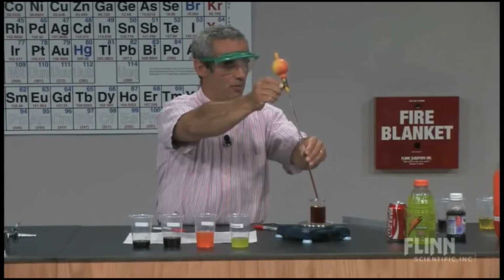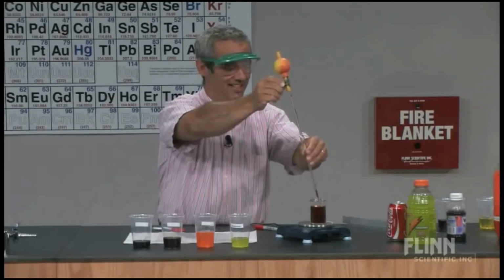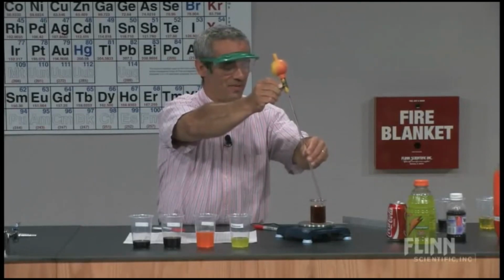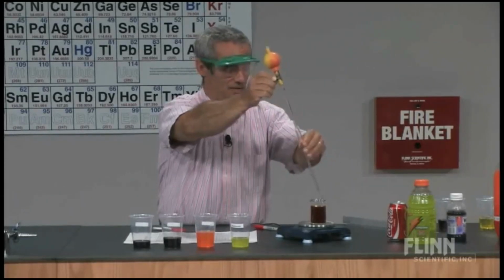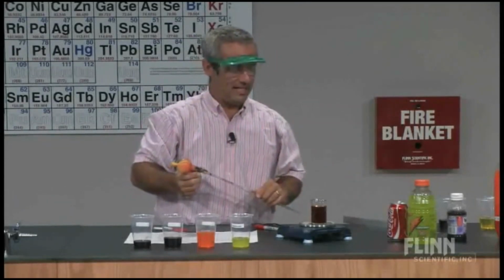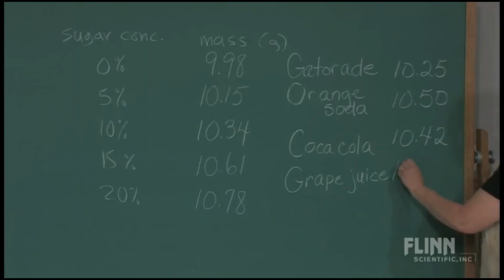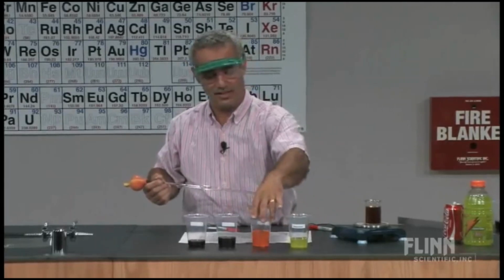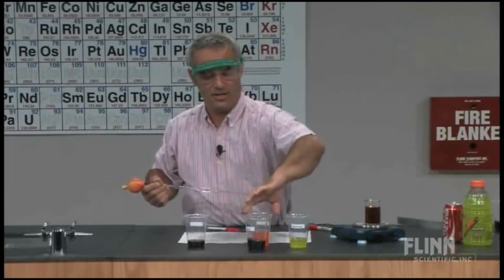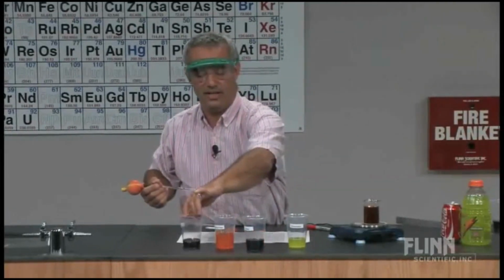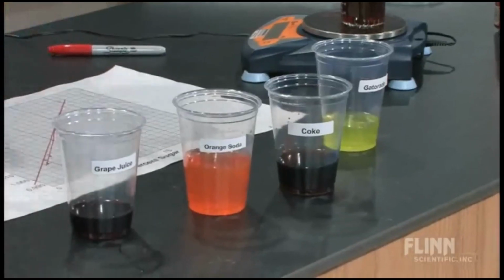Even if it says 100% grape juice, which this says, it doesn't mean it doesn't have sugar in it. Where do you think that sugar comes from anyway? Fruit. Okay, you ready for this? Grape juice, 10.64. So, the correct ranking of these, from lowest to highest, is Gatorade, Coke, orange soda, and then grape juice is the highest sugar content.